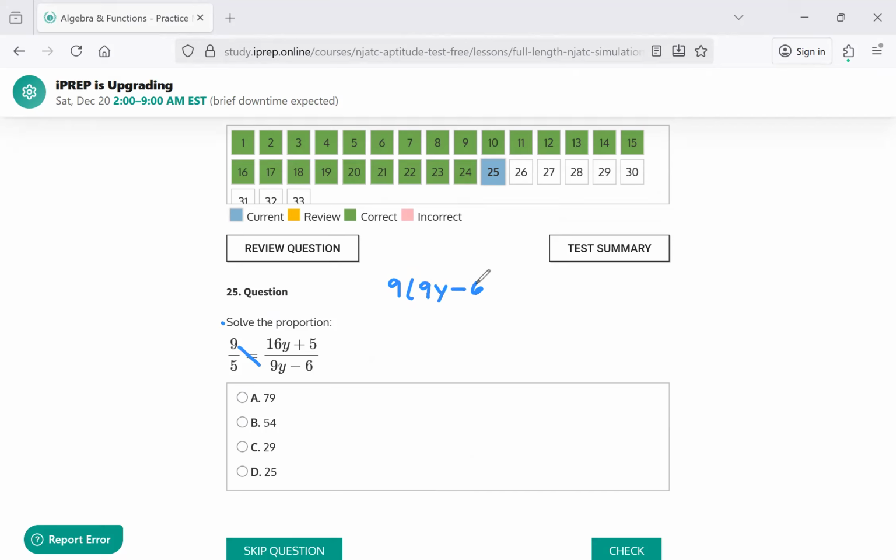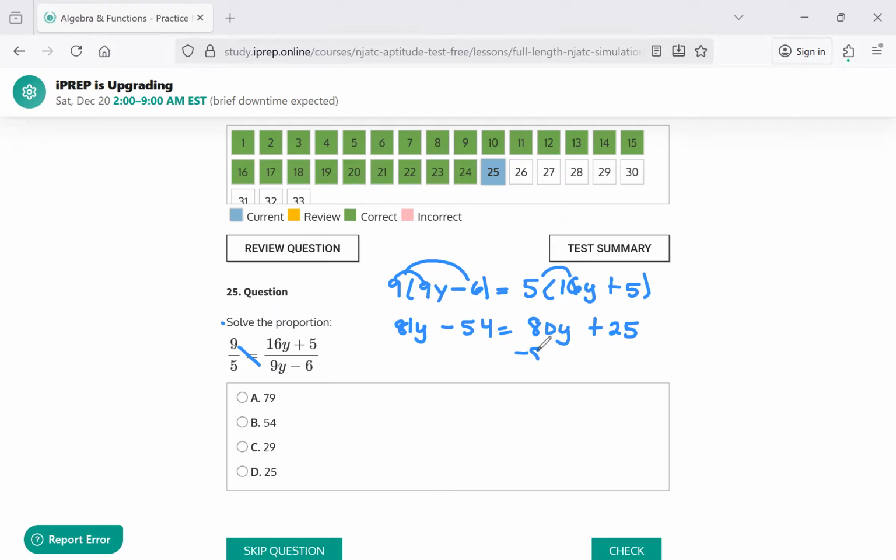9y minus 6 equals 5 times 16y plus 5. So if I FOIL this out, 9 times 9y is 81y. 9 times -6 is -54. What's 5 times 16y? That is 80y. What's 5 times 5? 25. Okay, go ahead and solve for y.